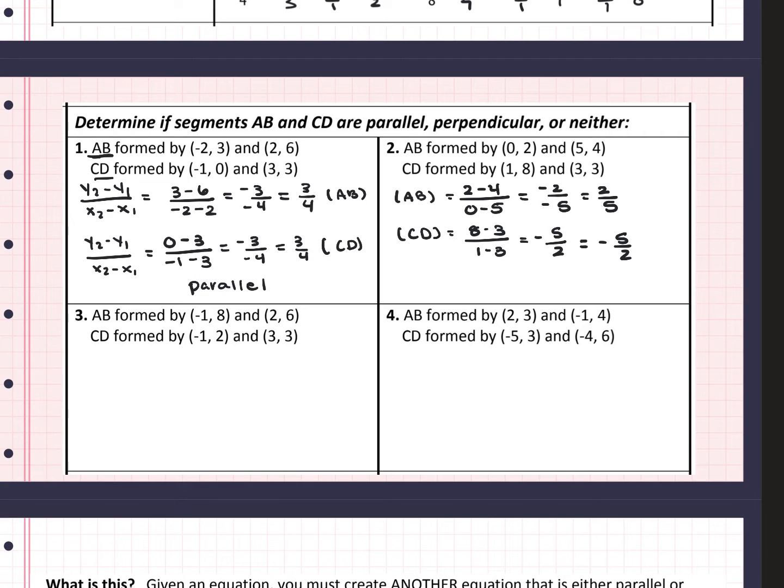So looking at the slopes for AB, we have 2 over 5. And then for CD, we have -5 over 2. So since they are opposite reciprocals, they are perpendicular. Excuse me, I almost wrote parallel. They are perpendicular.